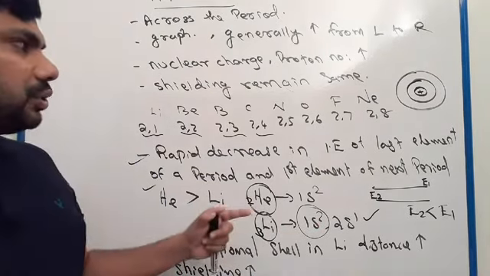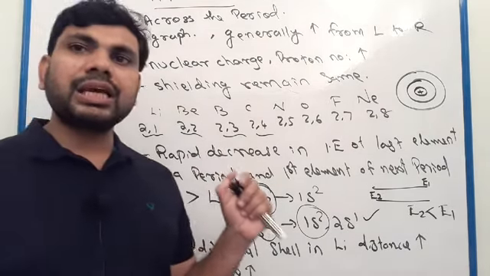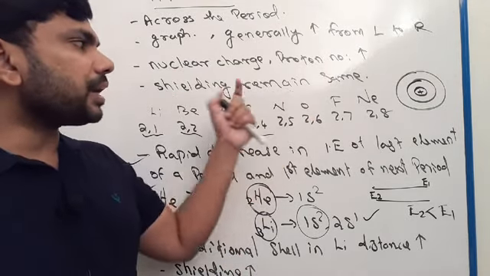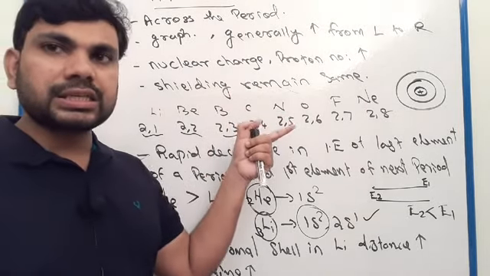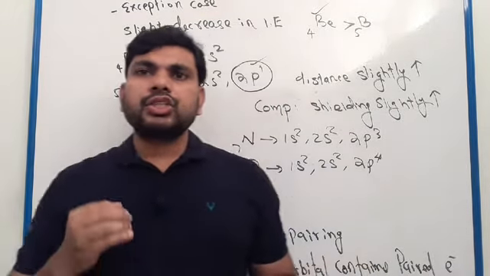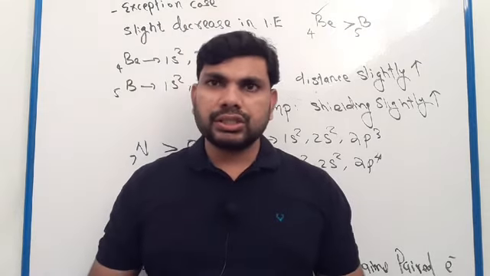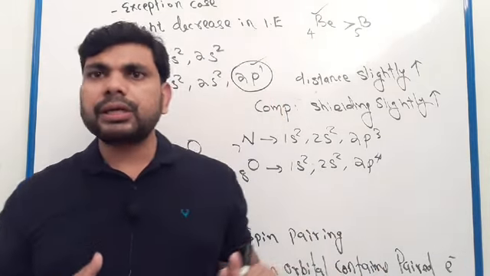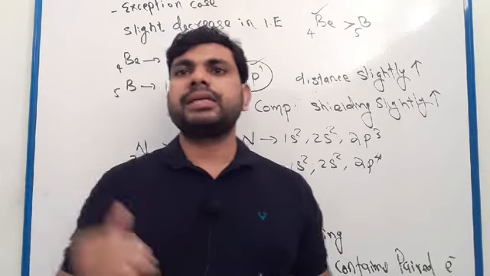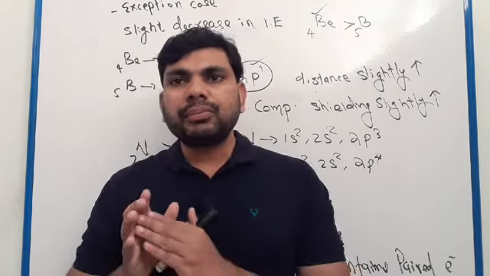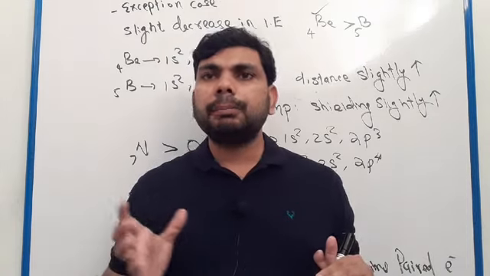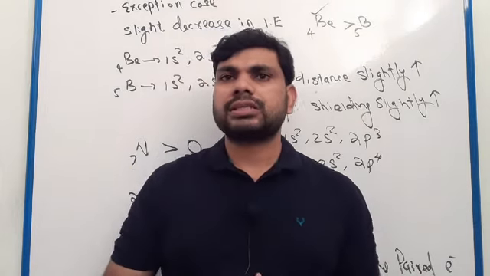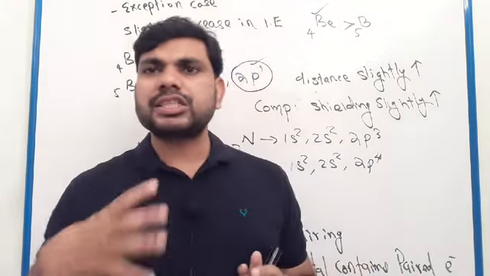Generally you understand that across the period ionization energy increases. The reason is that effective nuclear charge increases but the shielding effect remains constant. So here we discussed the general trend in ionization energy. Across the period, when you move from left to right in a period, ionization energy generally increases. You can say generally, because there are many exception cases.